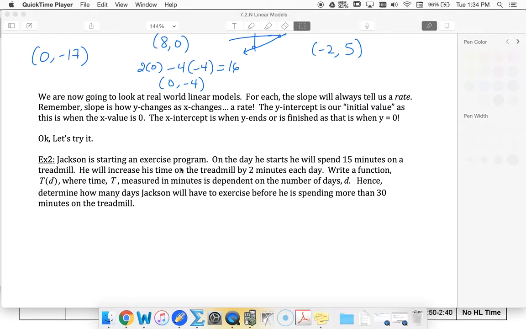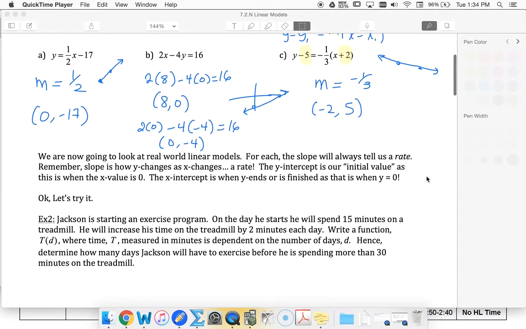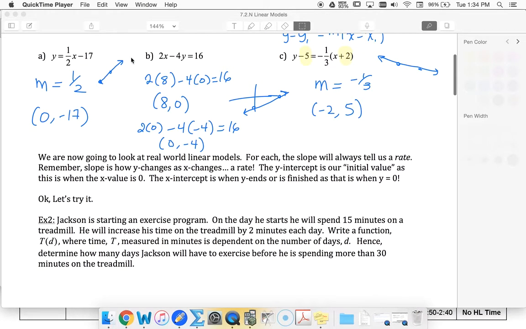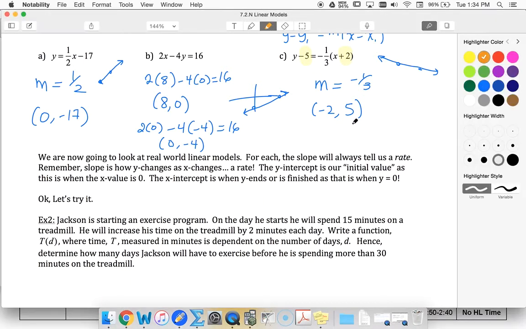Okay, so now we're going to look at applying our linear equations into linear models. So remember, a linear equation is a line. Lines have constant rates of change. So when we're looking at real life situations, we want to model with lines if we have a situation that has a constant rate. And in a line, it's the slope that tells us rate. So we've got slope is rate.